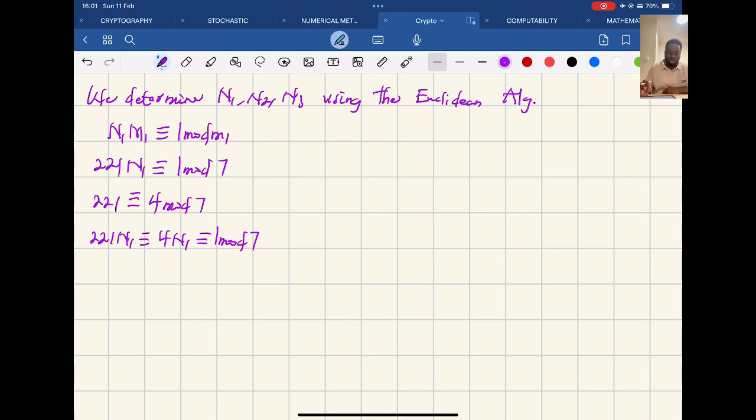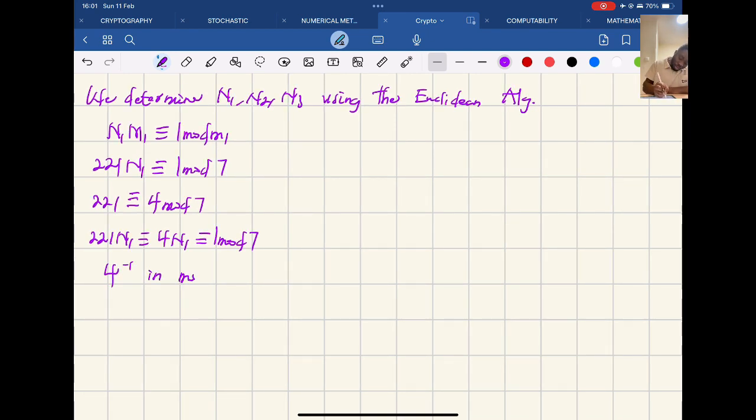So in practice, we want a certain value that if we multiply by 4, we get a remainder of 1 in modulo 7. We can use the Euclidean algorithm to find 4 inverse in mod 7, or because the numbers are small, we can check: 4 times what gives us 1 in modulo 7? 4 times 2 is 8, and 8 mod 7 is 1. So n1 in this case is 2. If we use the Euclidean algorithm, we get the same thing.